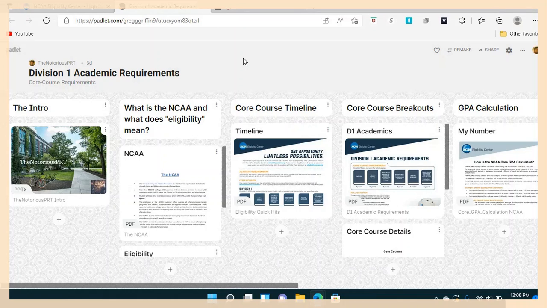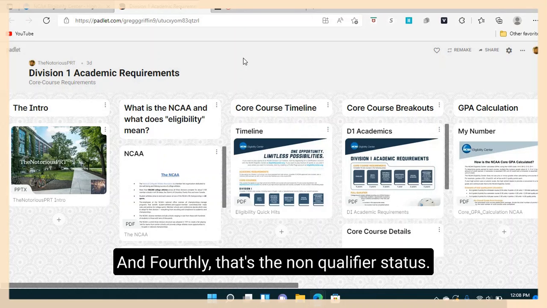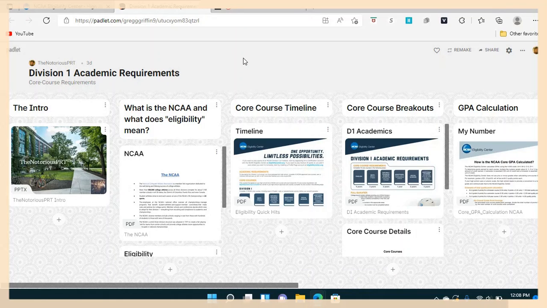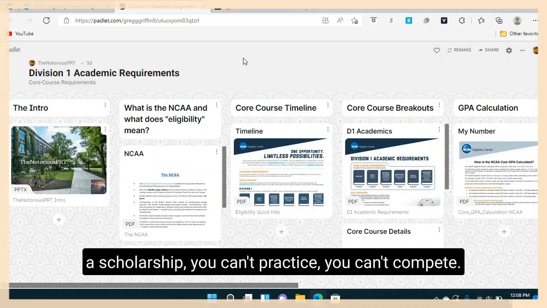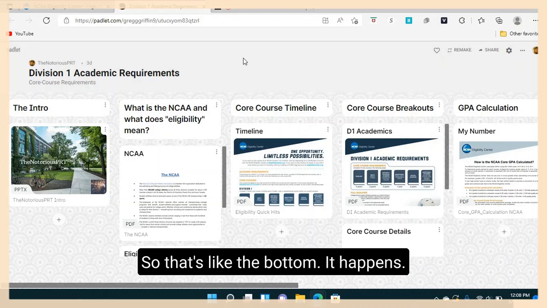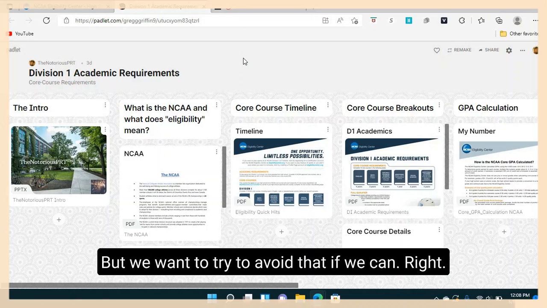Right? And fourthly, that's the non-qualifier status. Right? So when you non-qualify, basically you can't get a scholarship, you can't practice, you can't compete. Right? So that's like the bottom. It happens, but we want to try to avoid that if we can.